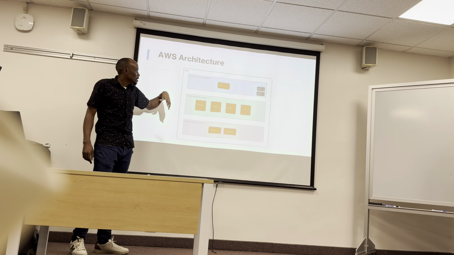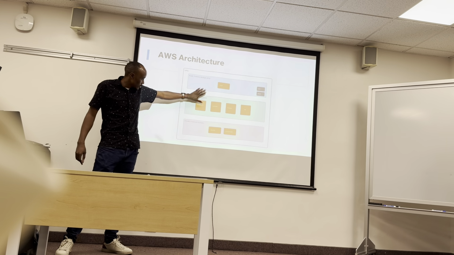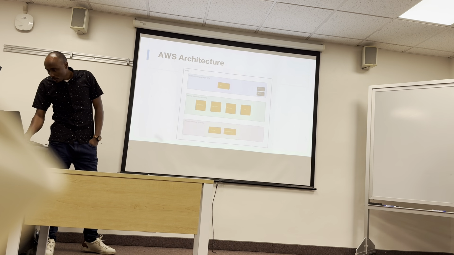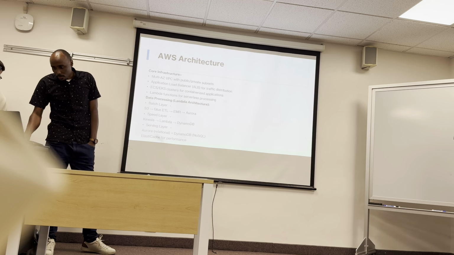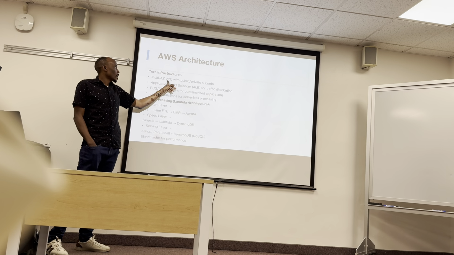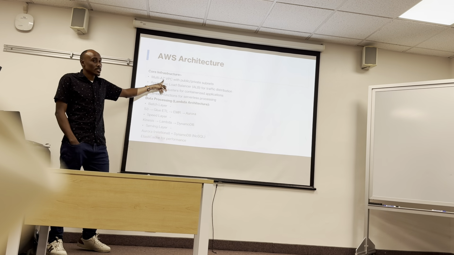Of course, you'd have public subnets. We're going to go through all these in more detail, but this is an overview. Okay, so the core infrastructure, you'd have, of course, multiple AZ deployment. This is multiple availability zones.